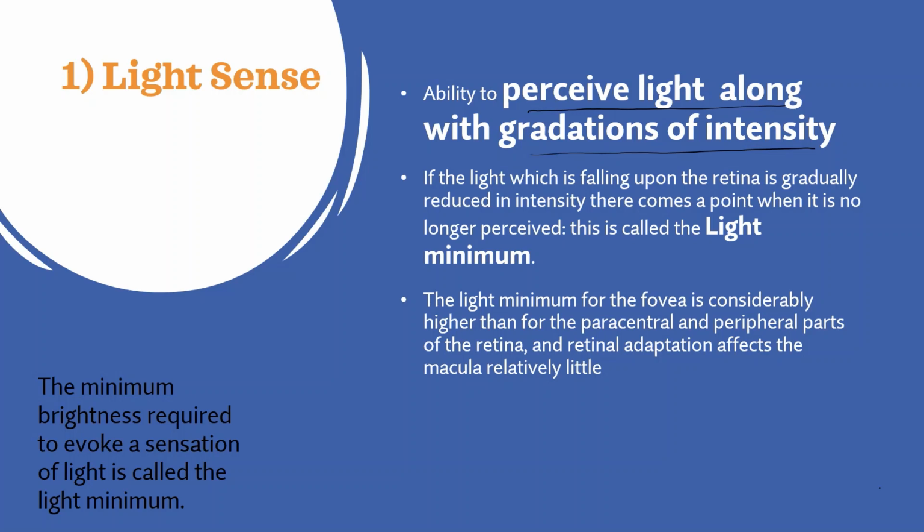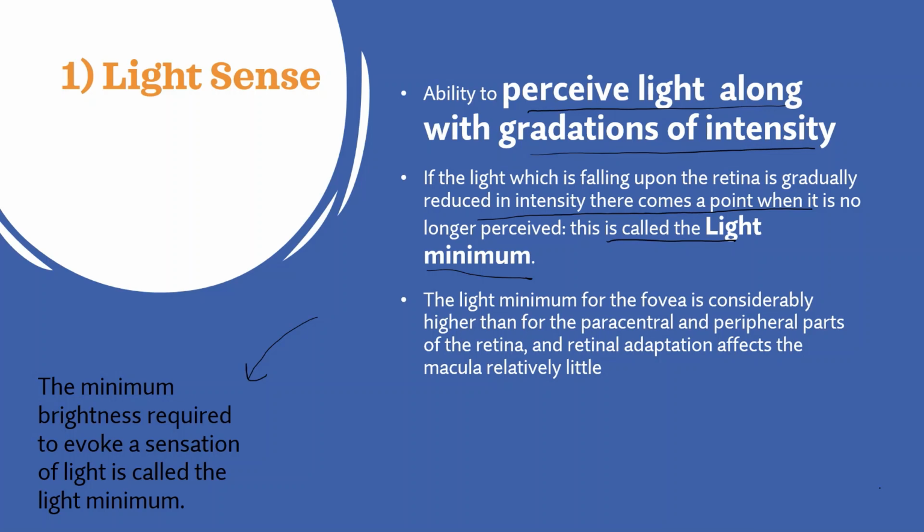If the light falling upon the retina is gradually reduced in intensity, there comes a point when it is no longer perceived. This is called the light minimum. In simple terms, the light minimum is the minimum brightness or minimum light required to evoke a sensation of light. Obviously, the light minimum for cones is higher, that is, they are activated only in the presence of medium or high intensity of light. On the other hand, rods can be illuminated even by low intensity of light.